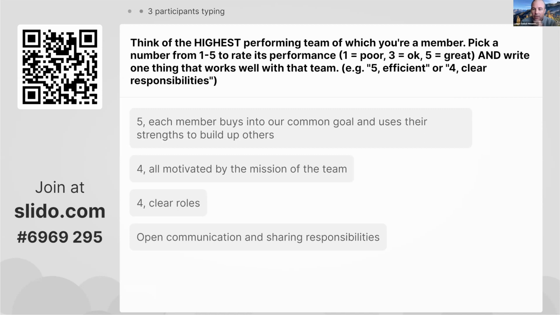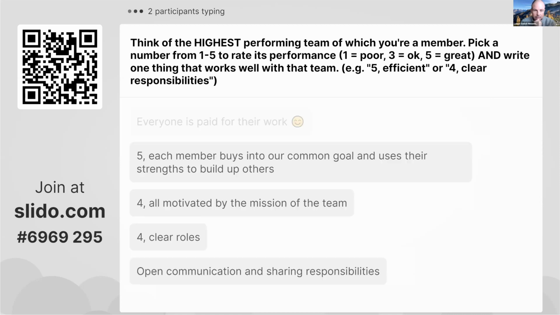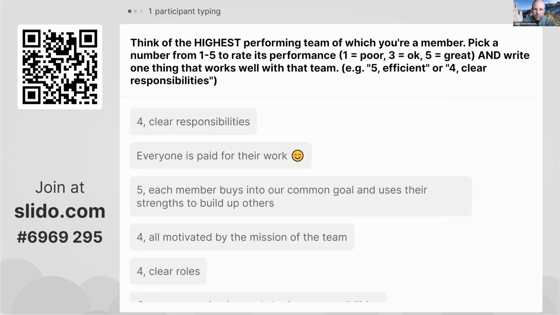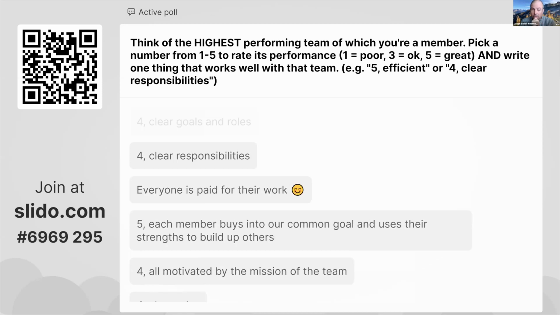I think a lot of the challenge around prioritization and what to do next really comes back to what are we trying to achieve? What is our mission? What are our goals? Given the things on our to-do list, which ones are the most important to help us get closer to achieving our goals or our mission? So everyone buys in, uses their strengths.